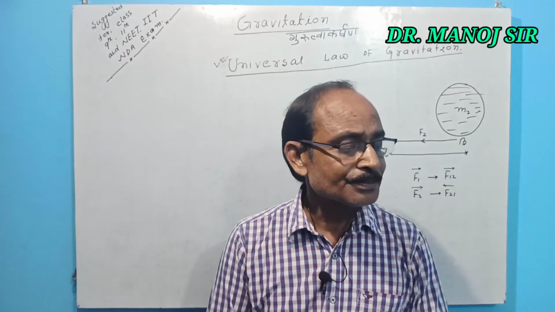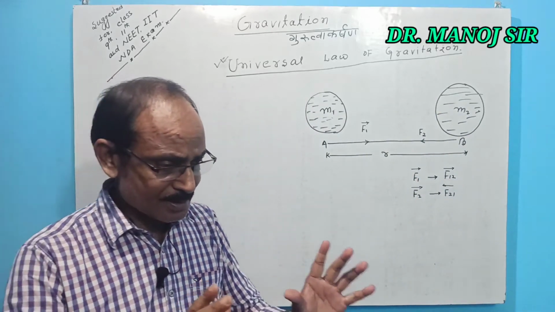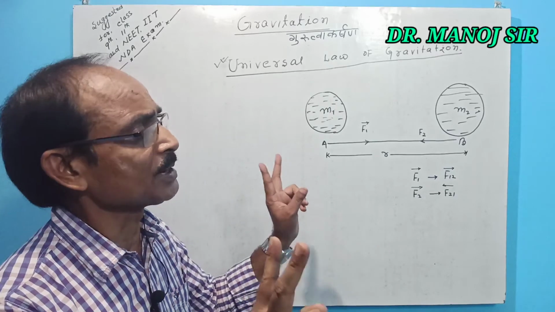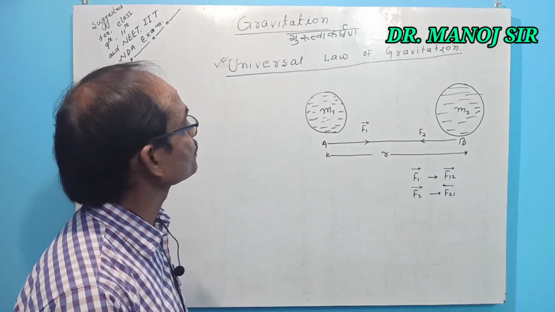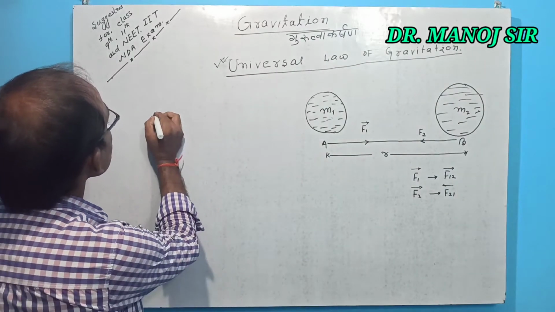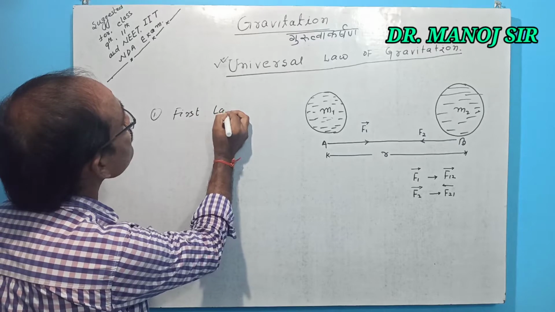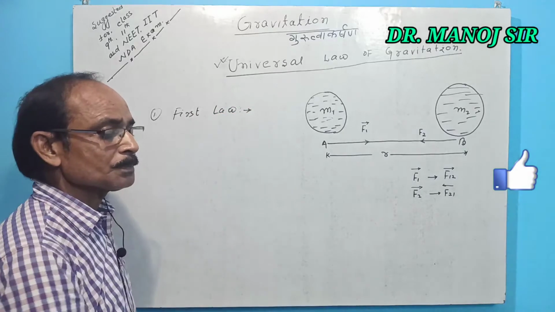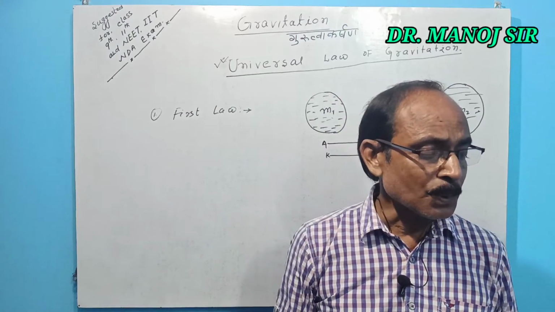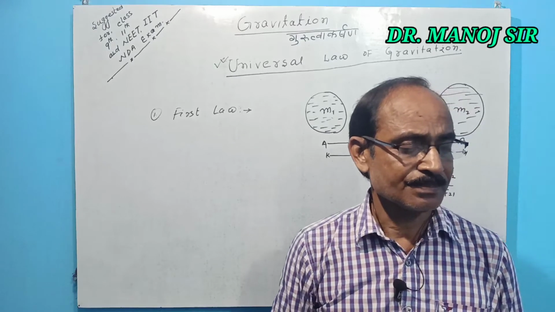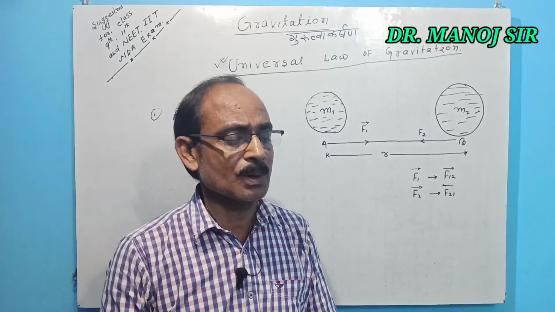According to Newton, he divided this universal law into two parts. First law: the force between two bodies is directly proportional to the product of their masses.